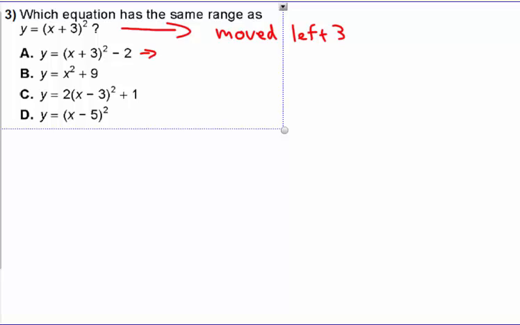So if we look at A, that one has been moved down too. And then if we look at B, that one's been moved up 9 units. And that one's been moved up 1, and D would be our correct answer. It's from 0 to infinity that would be the matching range.